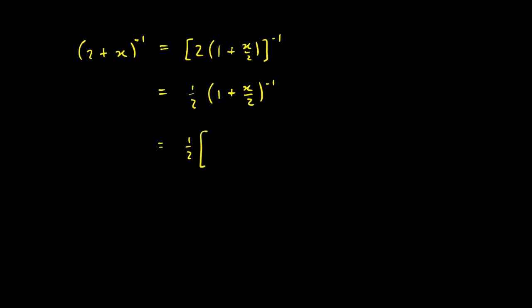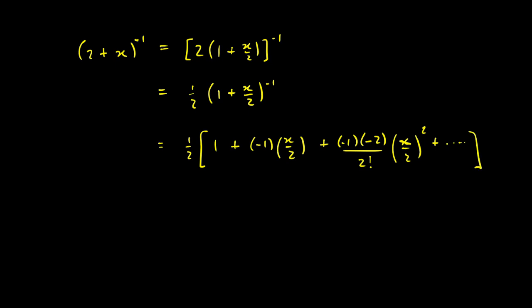Well, using our formula, we're going to get 1 plus nx, so that's -1 times x upon 2, plus n, which is -1, times n minus 1, which is -2, all upon 2 factorial, times our x squared, which is x upon 2 all squared, plus ... Okay? Once I've got that, I can simplify.